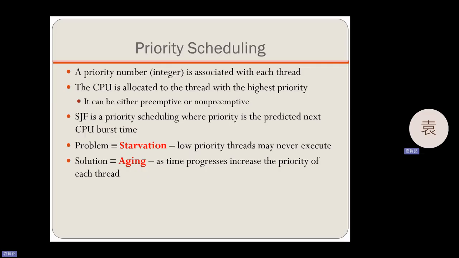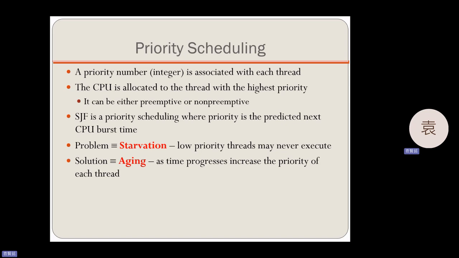However, it may lead to starvation. Some low priority tasks may never get executed because there is always a newly arrived process or thread with higher priority than the waiting one. To avoid starvation of low priority processes, a typical mechanism is called aging.